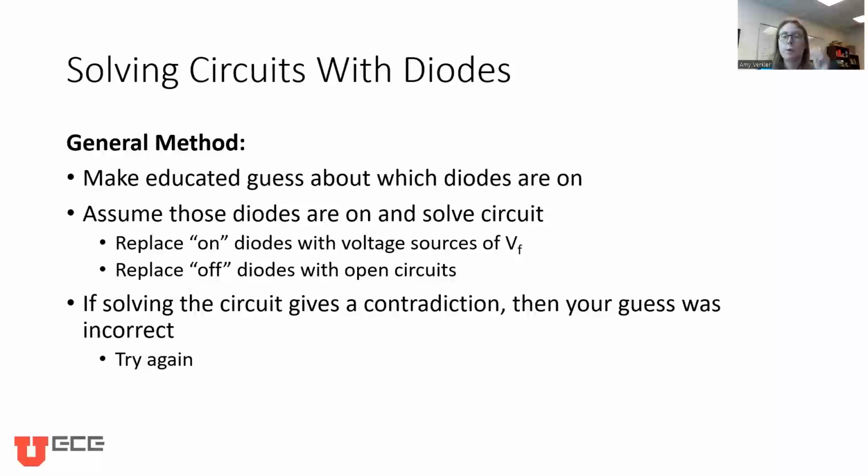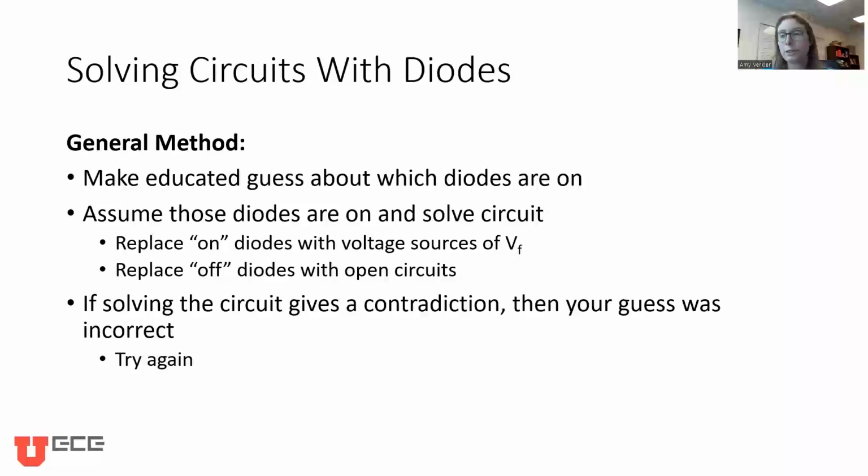Okay, let's move on to solving more complicated circuits with diodes. So the general method is a guess and check method for solving circuits with diodes. First, you should make an educated guess, like we just did in the previous slide, about which diodes are on. After you assume that those diodes are on or off, then you can solve the circuit mathematically and then check your answer. And if you get a mathematical impossibility, then try again. Your guess was not correct.